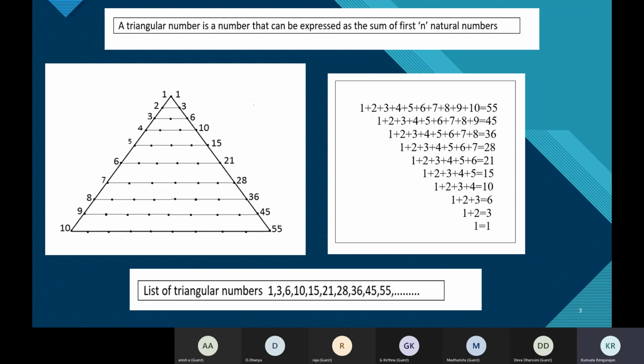First n natural numbers, meaning first one natural number, first two natural numbers, first three natural numbers, first four natural numbers. So if you can write a number as the sum of the first n natural numbers, then that number is a triangular number.